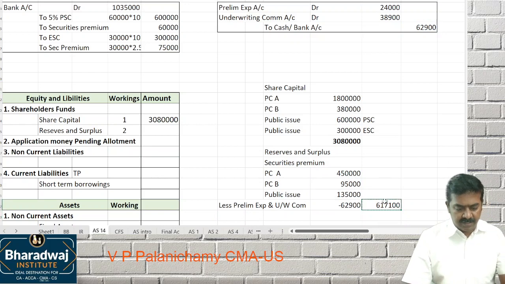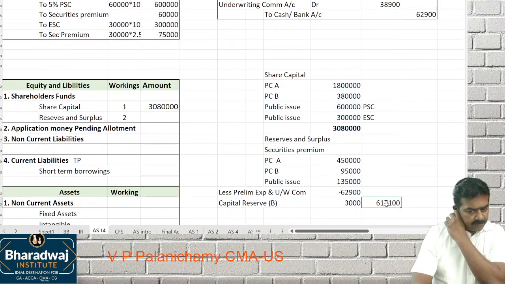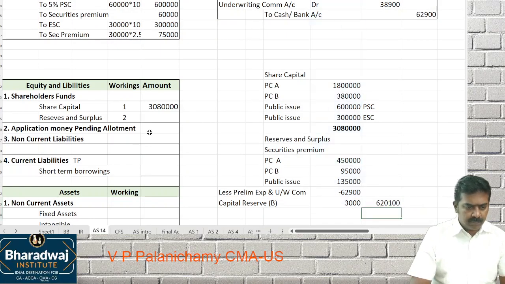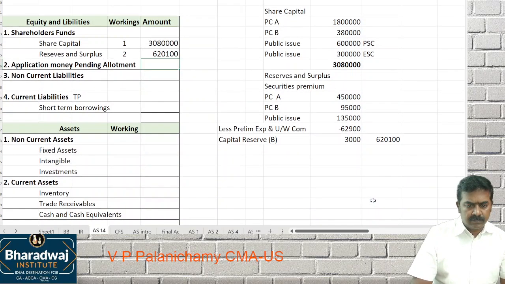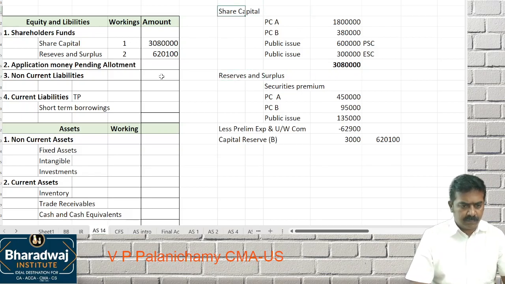Yes, correct. Capital reserve also will come. In acquisition of B Limited, how much is there? 3,000. No other liability.